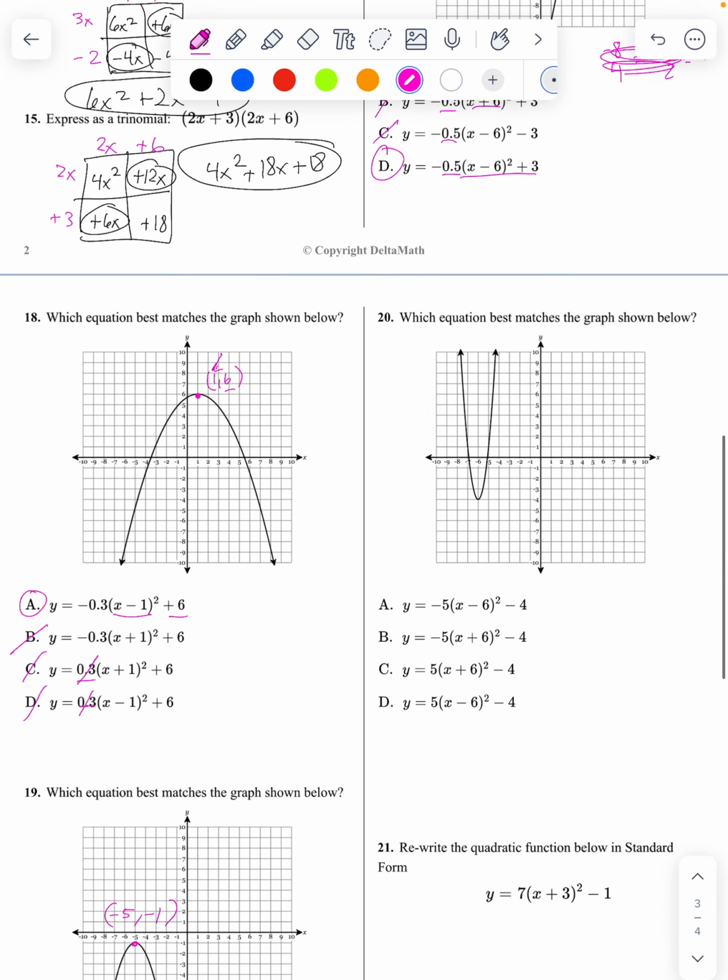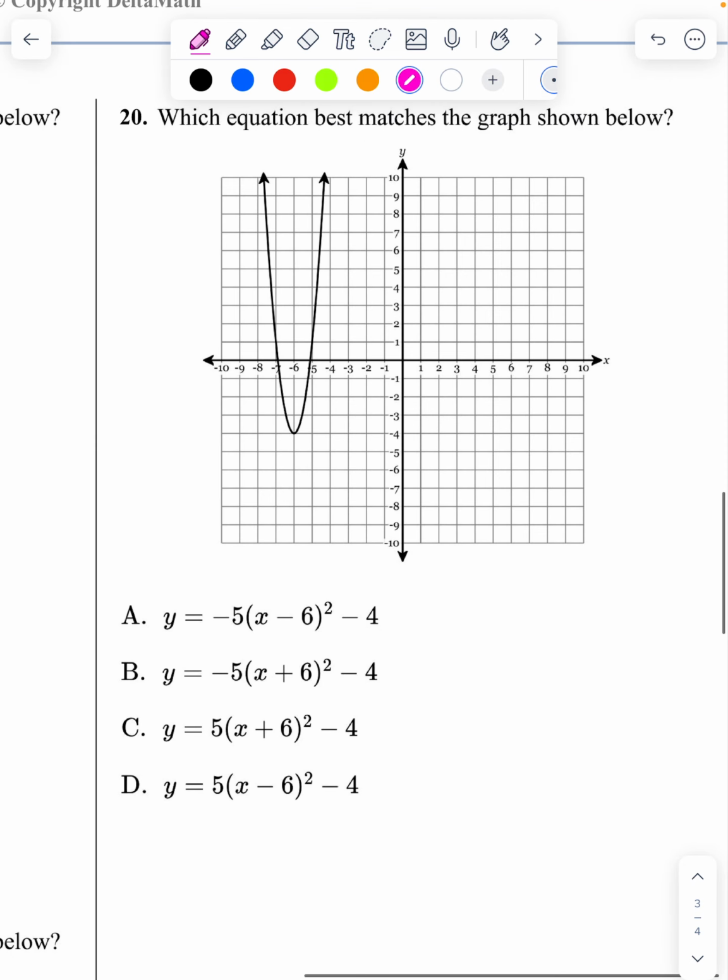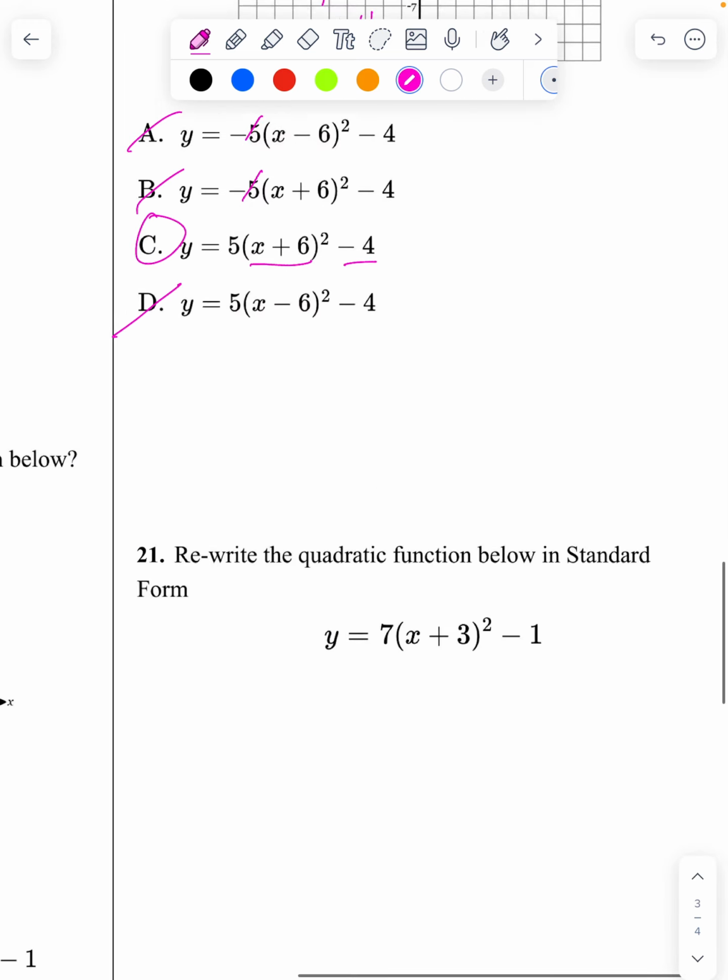All right, looking at number 20. It's going to be upside, or it's facing up. So the ones with the negative A's are out. It's got to be either C or D. And the vertex itself is at negative 4, or sorry, whoops. It's at negative 6, negative 4. So it's got to be x plus 6 and then minus 4. So it's this one, not this one.